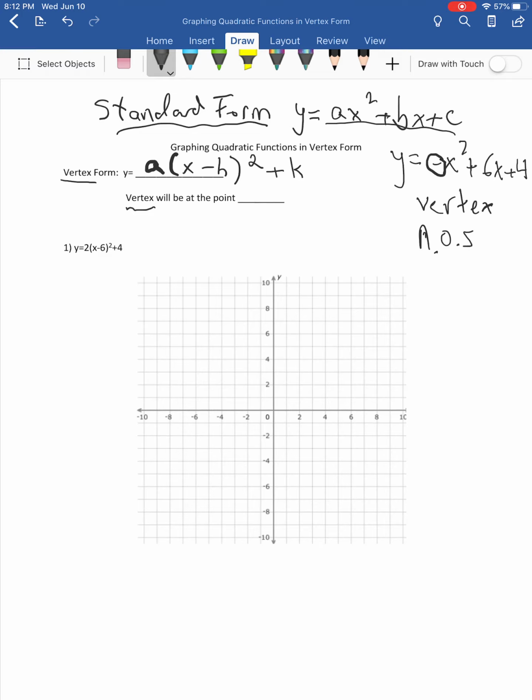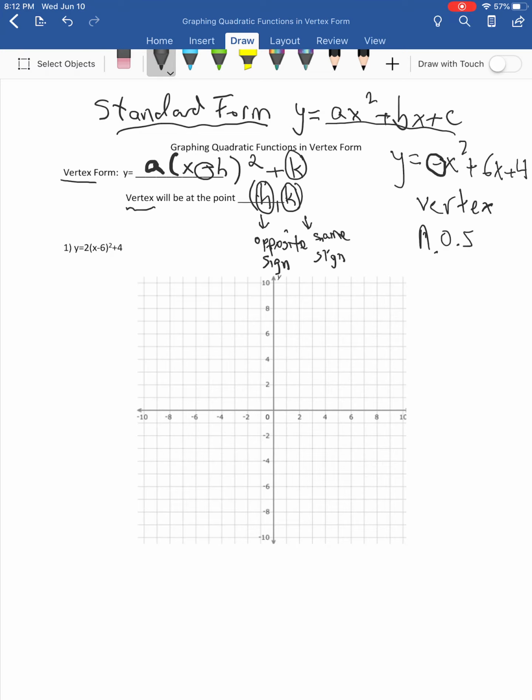If you have a function in this form, the vertex will be at the point (h, k), okay? Notice in the parentheses that the h is negative, and in the coordinate it's positive, so h is going to be the opposite sign, since it's negative over here and positive over here, okay? K is positive over here, k is also positive over here, so it's going to be the same sign.